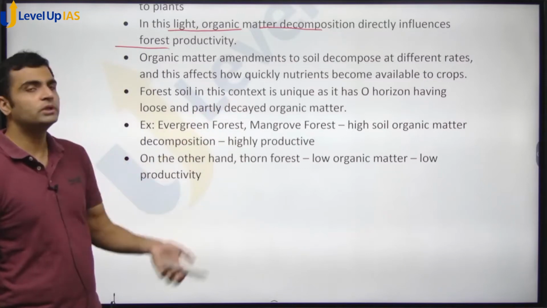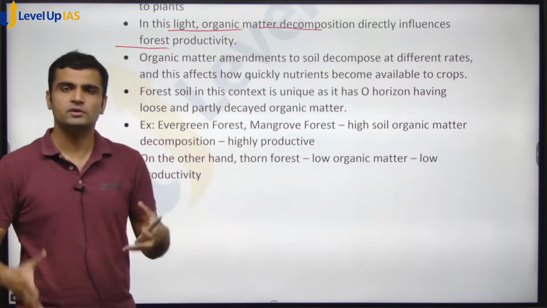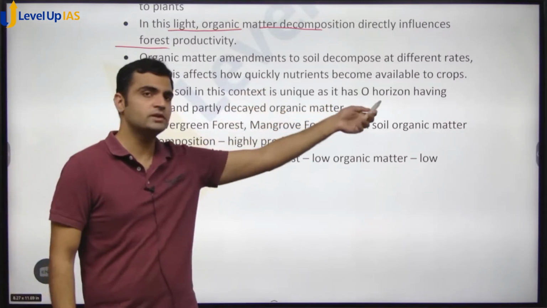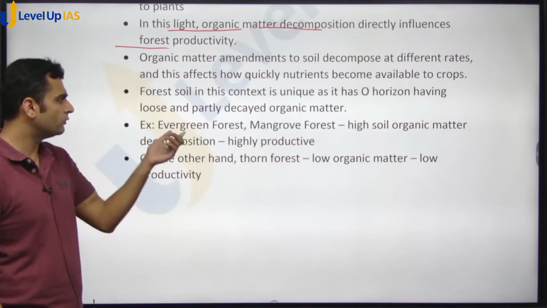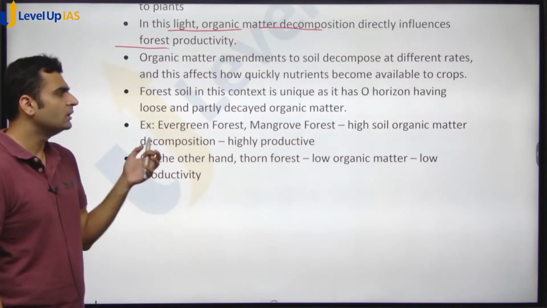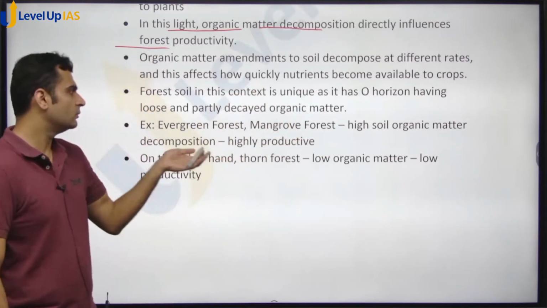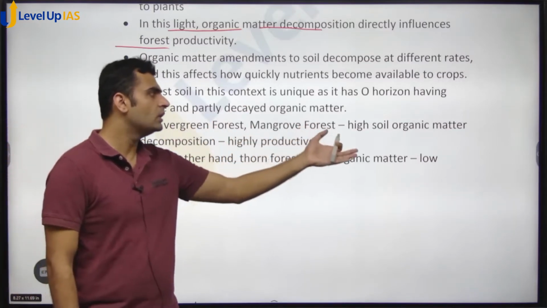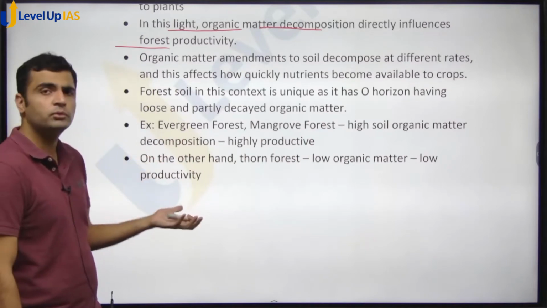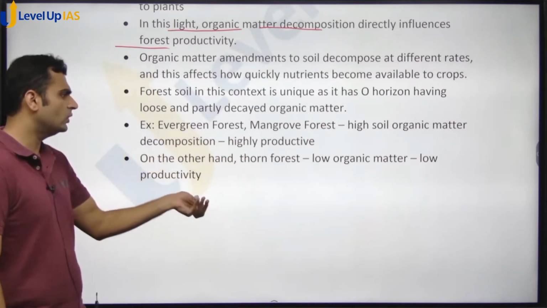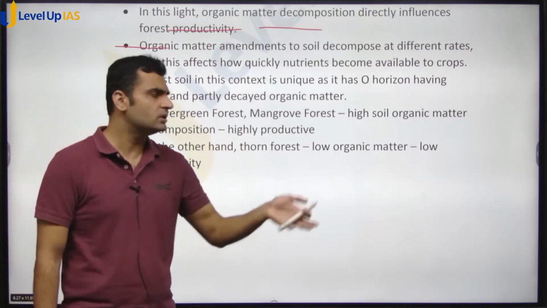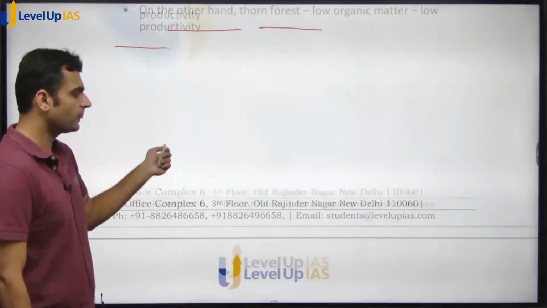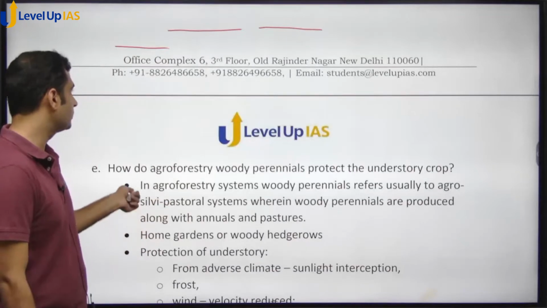And then you know that forest soils are unique in this context because litter is getting continuously added to forest soils, and there is the O layer, O horizon, in forest soils that is unique there, of loosely and partly decayed organic matter. And where can we see this? More the organic matter, better the productivity. Evergreen forest, mangrove forest have high organic matter and high organic matter decomposition as well. So they are highly productive. On the other hand, thorn forest or saline soil have low organic matter, so there is low productivity. A bit difficult question because you need to know a bit of the nitty-gritties of this.